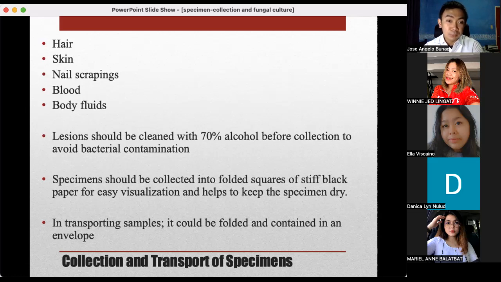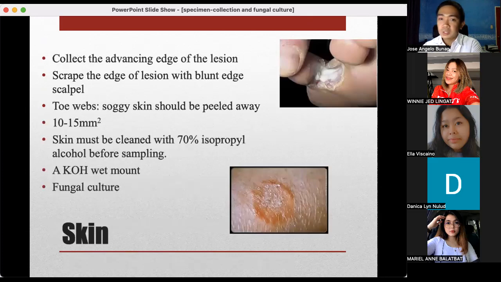This is because our pathogenic fungi grow slowly, and any delay compromises quality, and it could also increase the probability of isolating the causative agent as a result of overgrowth or contaminants. But if you expect a delay of more than 2 hours, it should be stored at refrigerator temperature or at 37 degrees Celsius. So this is for our skin.